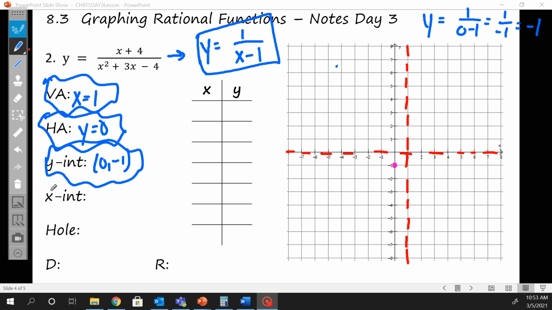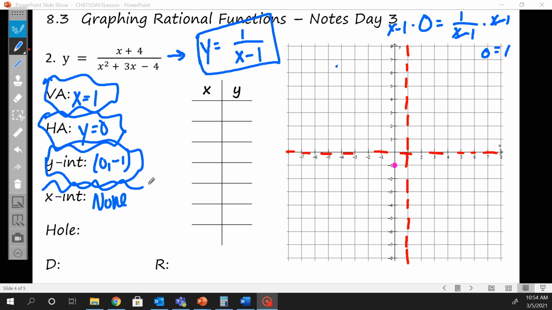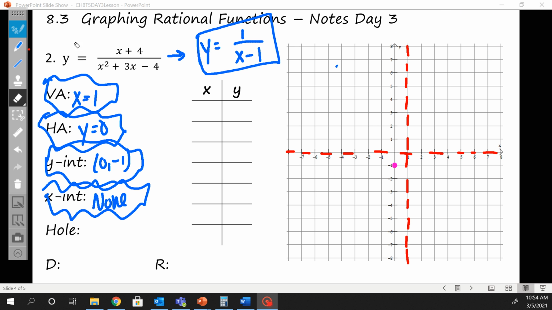Our x-intercept, we would plug in 0 for y. So 0 for y, we get 0 is equal to 1 over x minus 1. Multiply both sides by x minus 1. Cancel over here, so we get 0 is equal to 1. And that means the x-intercept is undefined, because the x-intercept would be on an asymptote. So there is no x-intercept here, because it would be on the asymptote, which is not okay.